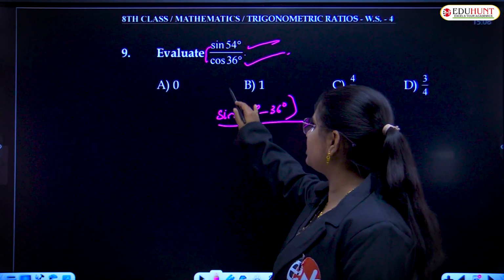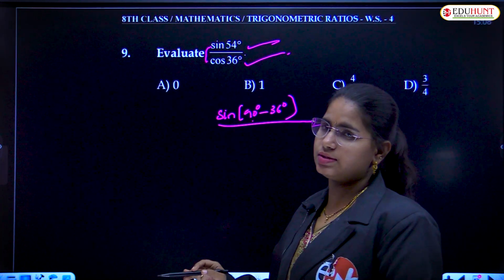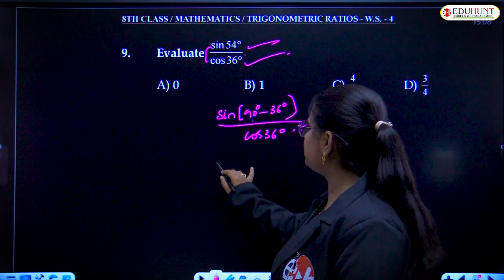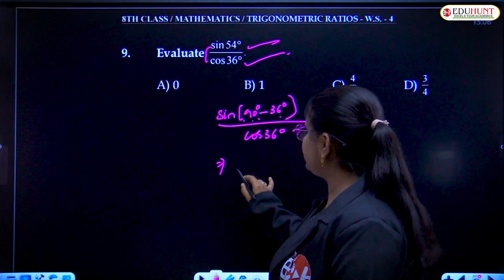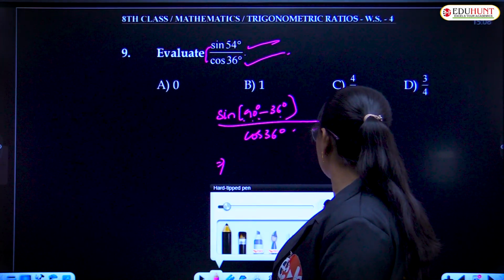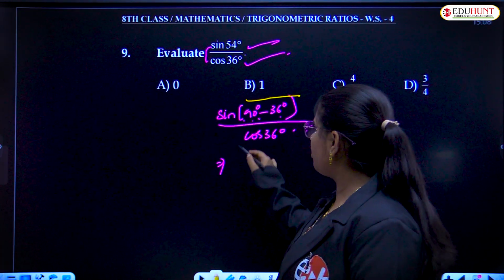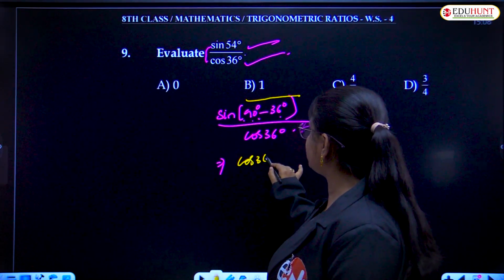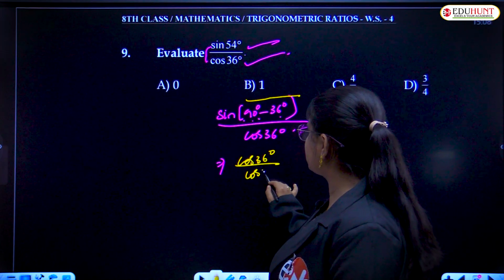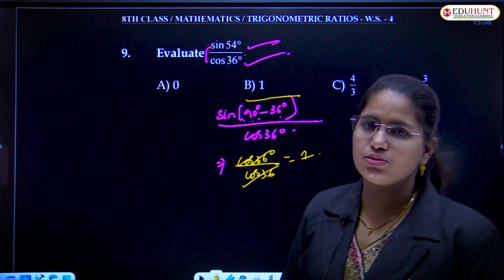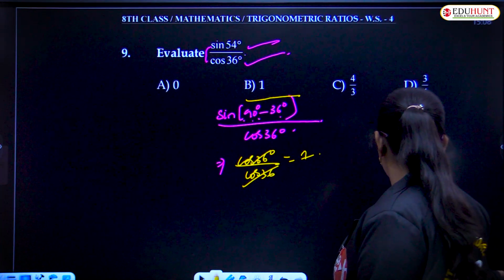So I'm just changing this 54 degrees as 90 minus 36, and the denominator part I leave like that. Sine of 90 minus theta belongs to the first quadrant. In the first quadrant, sine is positive. For an odd multiple of 90 it changes, so we get cos 36 by cos 36. Cancel, it will be equal to 1. Right? So, next question.